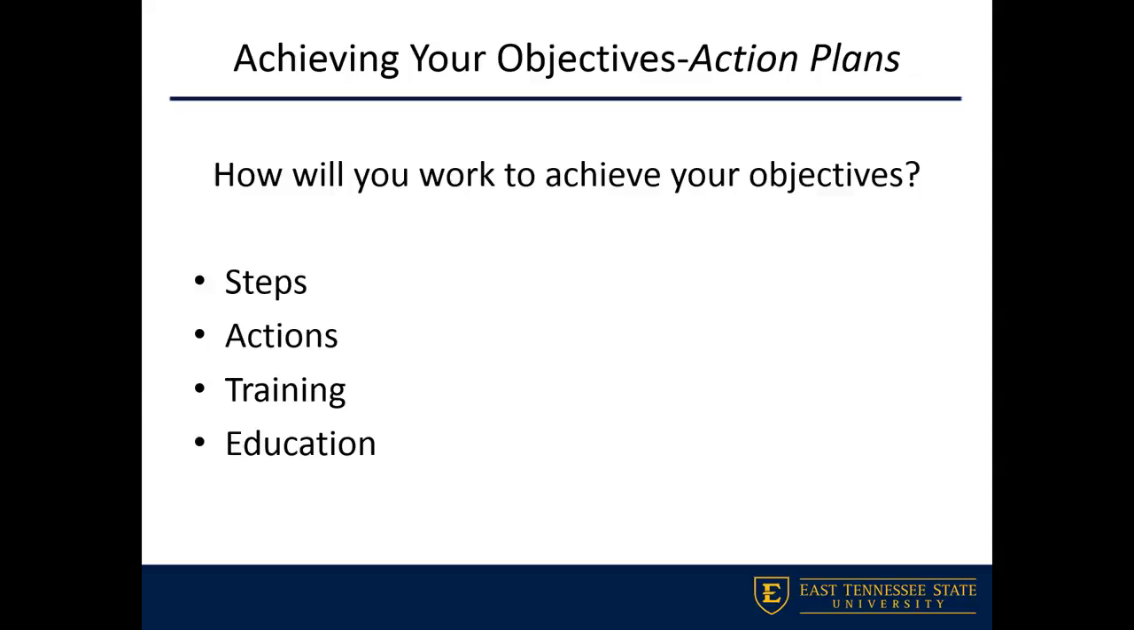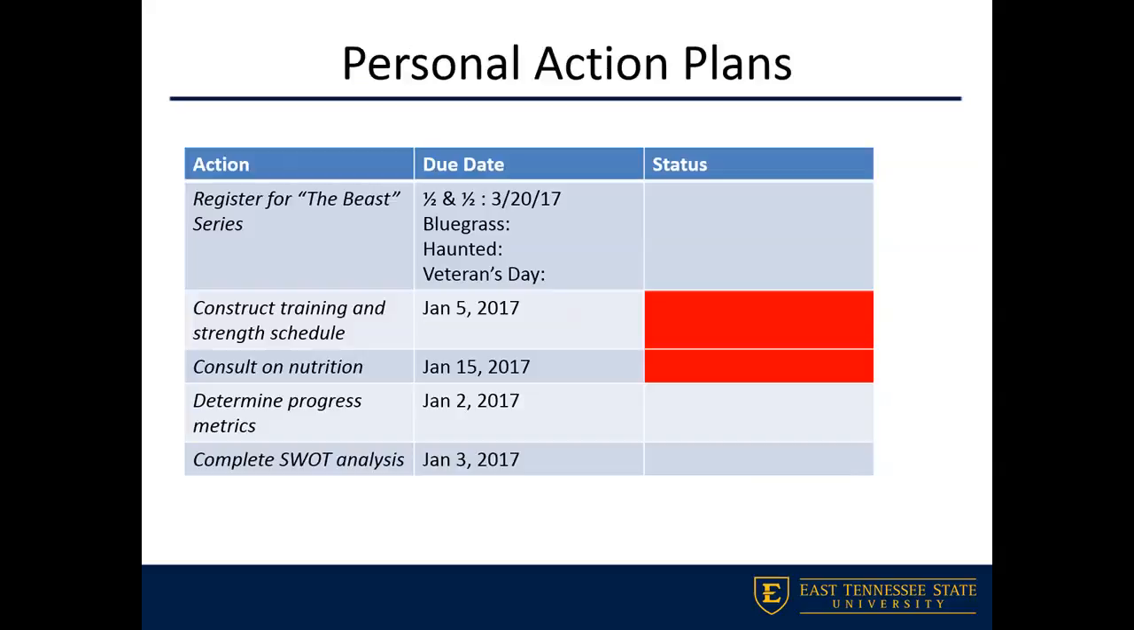What steps am I going to take? What actions? Do I need additional training, additional education? So think about everything that will need to go into working to achieve your objective, and you'll need to detail those out. So what I've done, and this is the method that works for me, I've created just a personal action plan. So this is how I'm going to go through and work to achieve my objectives.